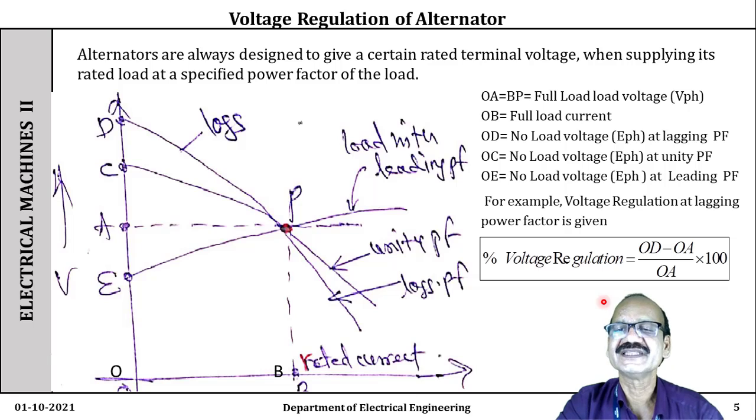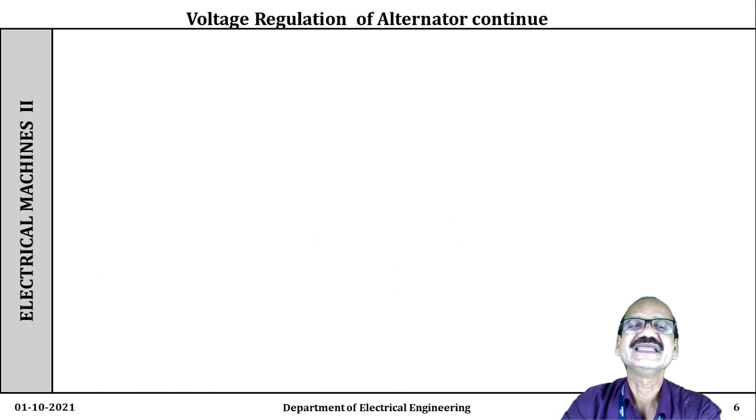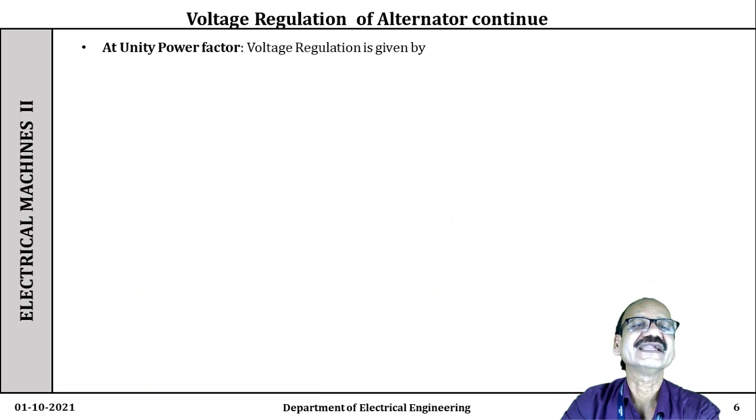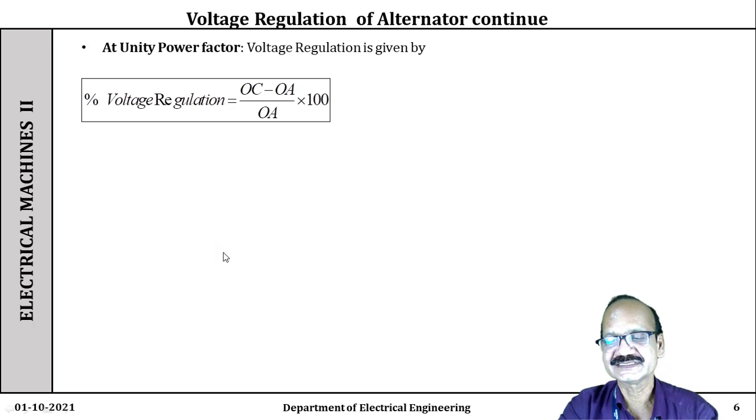Remember that this voltage regulation is positive because this OD, the no load voltage, is quite greater than the full load voltage OA equal to BP. Okay, that means the numerator is positive and therefore voltage regulation is positive. Now similarly, we can obtain the voltage regulation at a unity power factor. Observe here at a unity power factor, the percentage voltage regulation is OC minus OA upon OA into 100. Here also OC is greater than OA. That means the numerator is positive and therefore voltage regulation is positive.